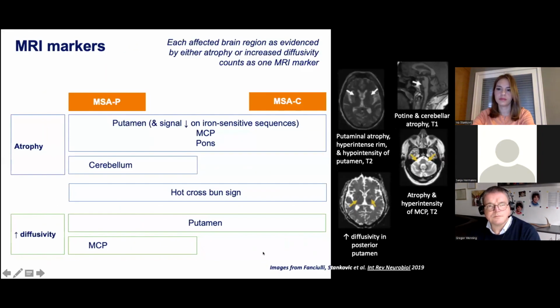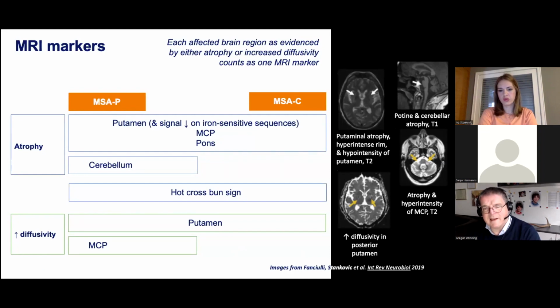Next. This is now the list of MRI markers. Each affected brain region, as evidenced either by atrophy or increased diffusivity, counts as one MRI marker, and it's divided into MSA-P and MSA-C. These are the atrophy signs. So atrophy of the putamen, associated typically with a reduction on iron-sensitive sequences, atrophy of the MCP and the pons, and the cerebellum in Parkinsonian type MSA, very suggestive.